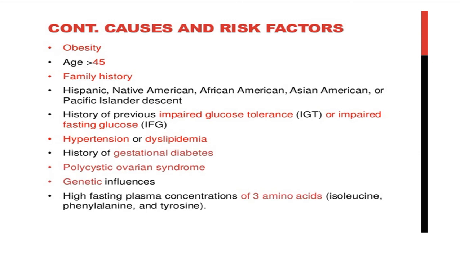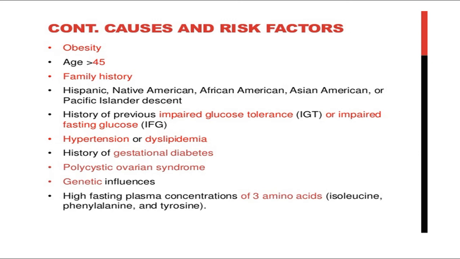So these two terminologies, what is impaired fasting glucose? For the diagnosis of diabetes mellitus, we require a fasting blood glucose level more than or equal to 126 milligram per deciliter. So impaired fasting glucose is the level in between 110 to 125 milligram per deciliter. So it is called impaired fasting glucose. That patient has more chances to develop diabetes mellitus in future.